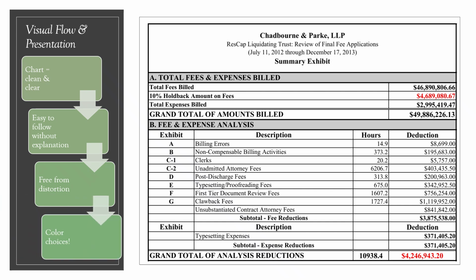And here, the strategic use of color, I think, is really helpful. So first of all, they shade one or two parts of it, and then they use red to help highlight the grand total of what was billed, and there's a 10% holdback, but also then the grand total of reductions. So again, this is a very simple example, but essentially you're able to follow this even though you have absolutely no understanding of what the case is.